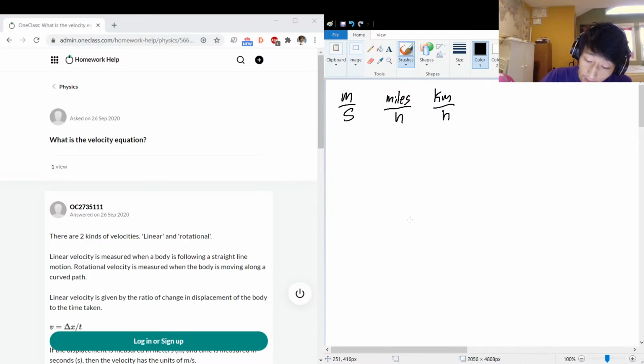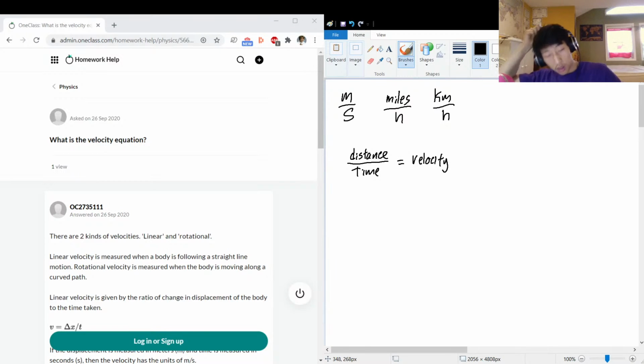Okay, so we're going to basically need to have some distance over time is equal to our velocity. Now, it could be the distance you travel, and that would be how you do average velocity. So I could say change in distance over change in time. That would be average velocity.